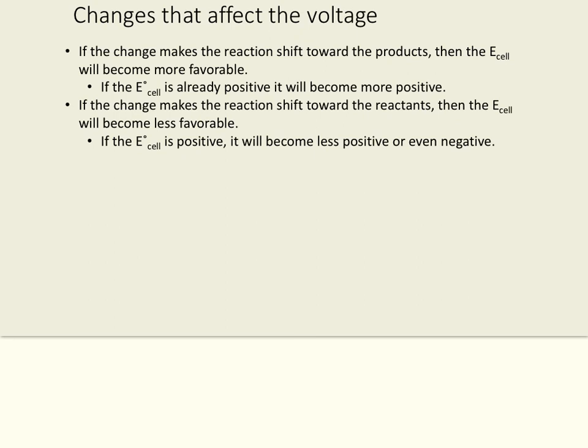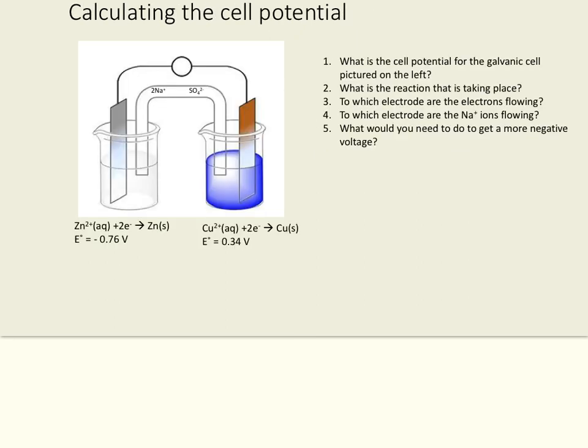All right, so if we have this reaction, it says, what is the cell potential for the galvanic cell pictured on the left? So if these are the two that are happening here, this is the standard reduction potential for this, and if we leave it this way and we flip this one, we'd end up with a negative cell potential, and that can't be right. A galvanic cell has to have a positive cell potential.